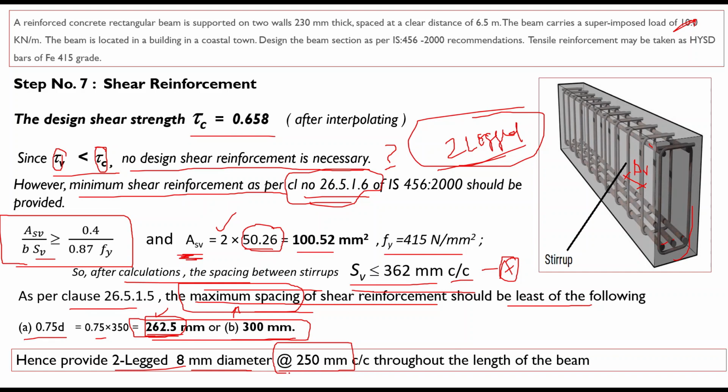So we can provide shear stirrups of two-legged 8 mm dia at a center to center spacing of 250 mm throughout the length of the beam. So here this will be 250. Accordingly, after every 250 mm, you have to provide this ring. So this will be provided throughout the beam section.